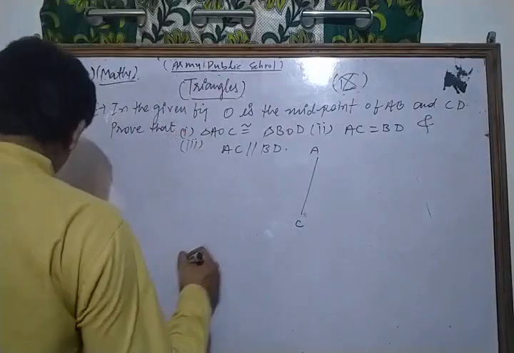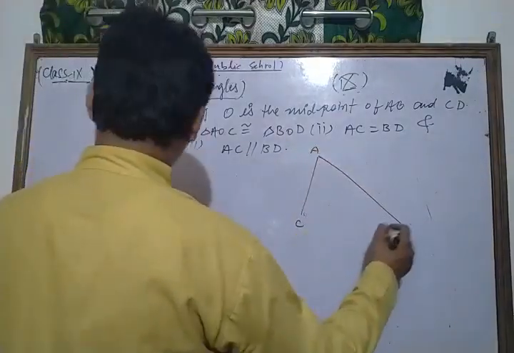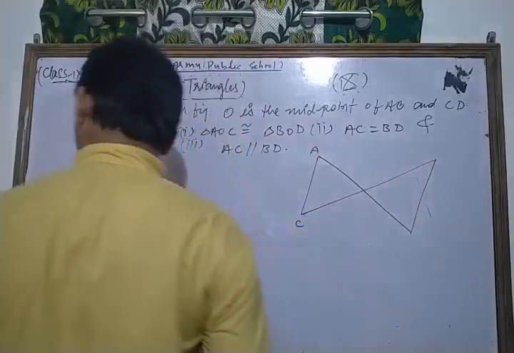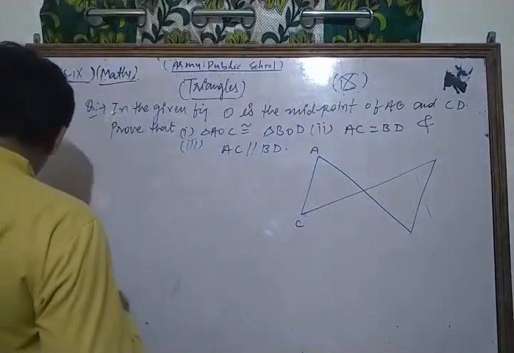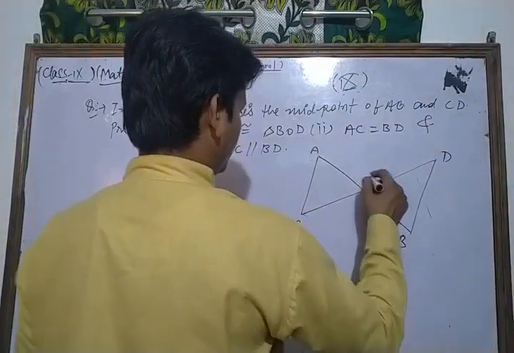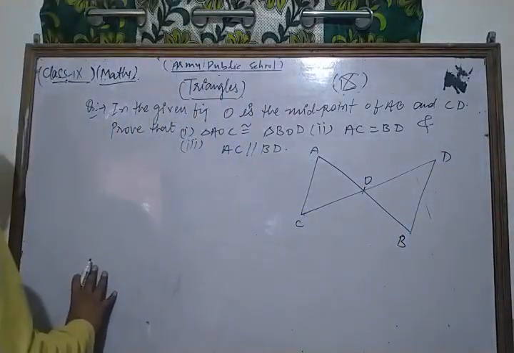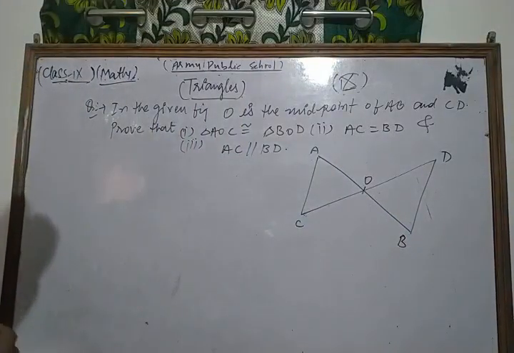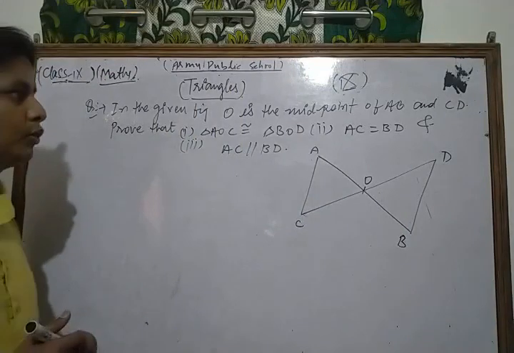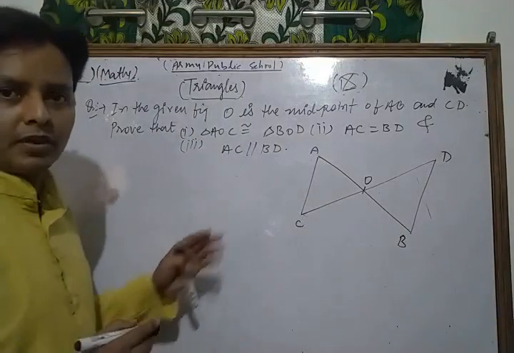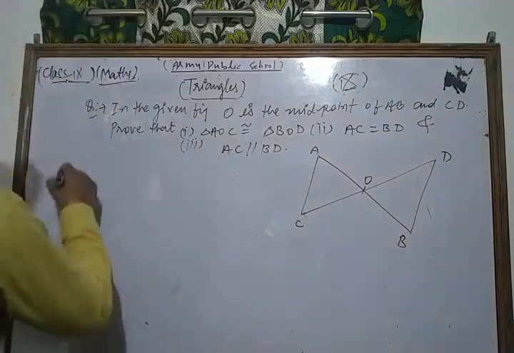And the figure is, this is AC, this is BD, this is point O. Okay, this is the given figure, and it is given that O is the midpoint of AB and CD. Okay, this is a very important question of NCERT. Now let's see its solution.